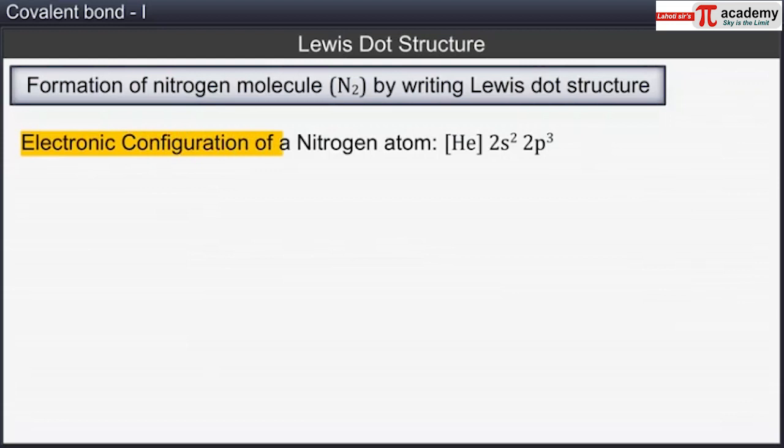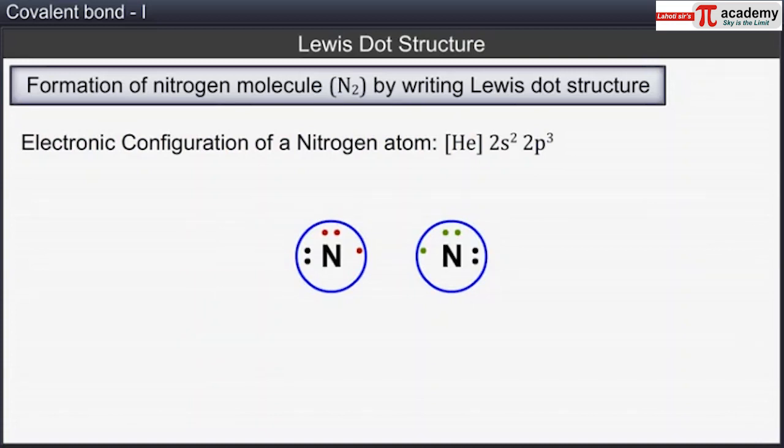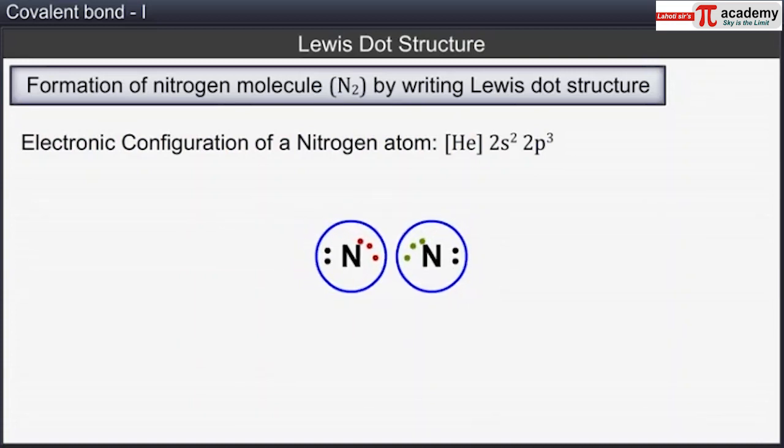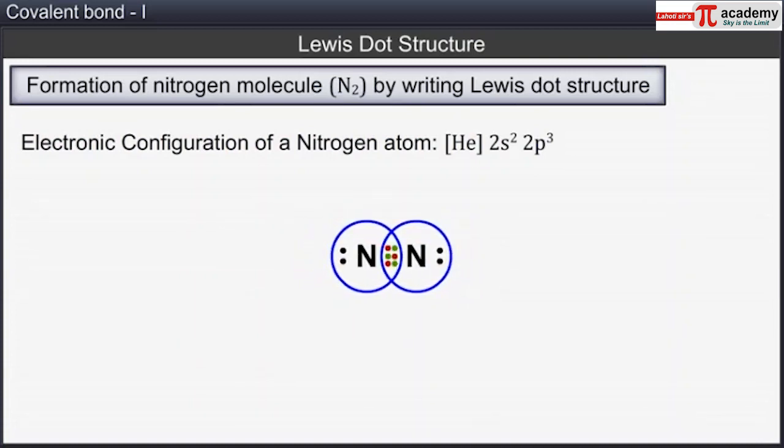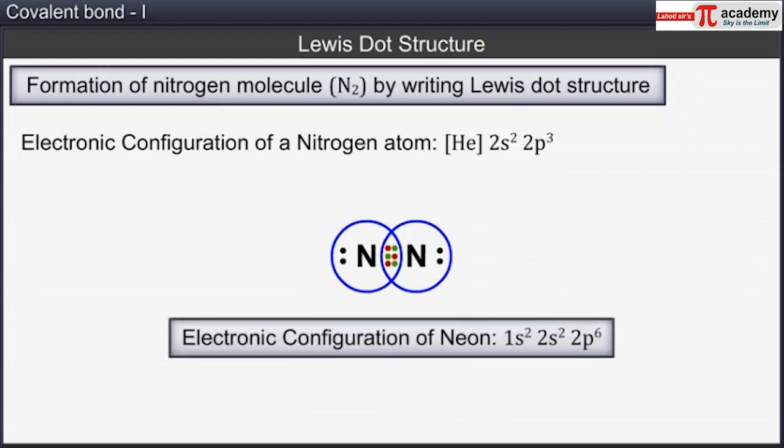The electronic configuration of nitrogen atom is helium 2s2 2p3. It has 5 electrons in its valence shell and needs 3 more electrons to attain octet. When 2 nitrogen atoms approach each other, they mutually share 3 electron pairs and attain the nearest inert gas configuration of neon.